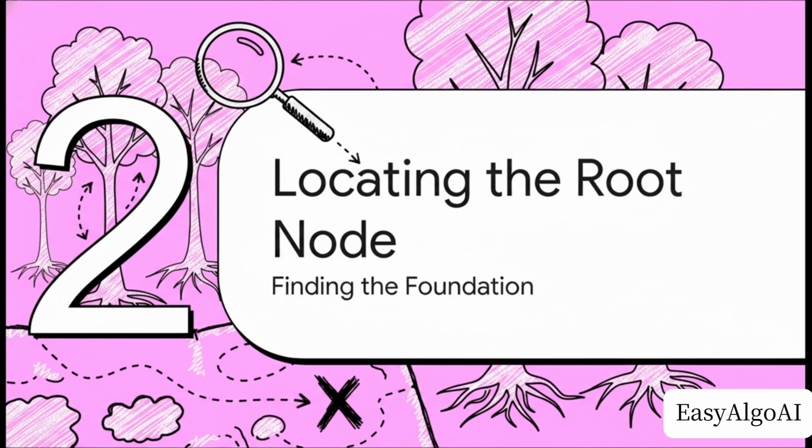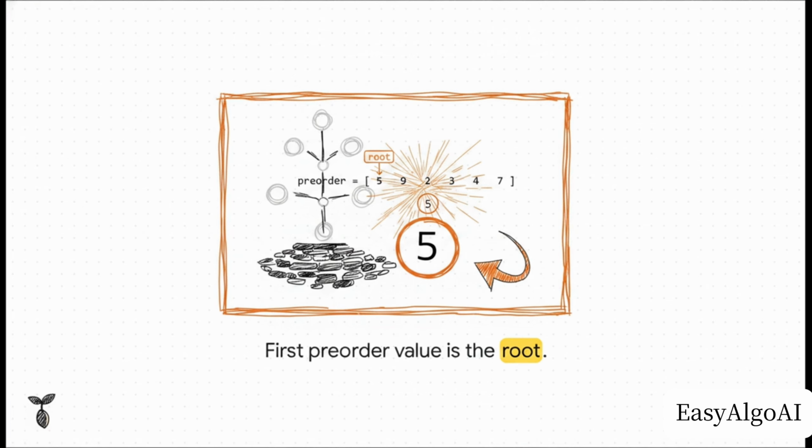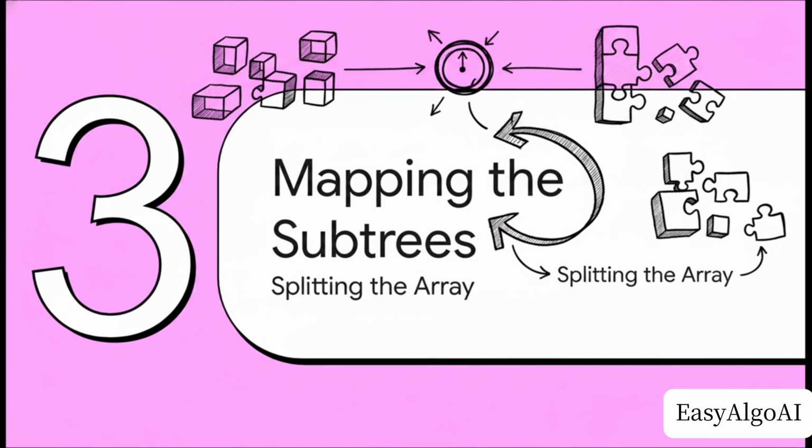Moving on to step 2, let's hunt down our most important anchor, locating the root node. Because a preorder traversal processes the root before literally anything else, we have a massive immediate advantage. The very first number in our preorder array, which is 5 in this case, is undeniably our root node. There's no debate. That is our foundation, and we are going to build the entire rest of the tree around it. So, with our root node firmly in place, it's time for section 3, mapping the subtrees, to figure out what goes left and what goes right.